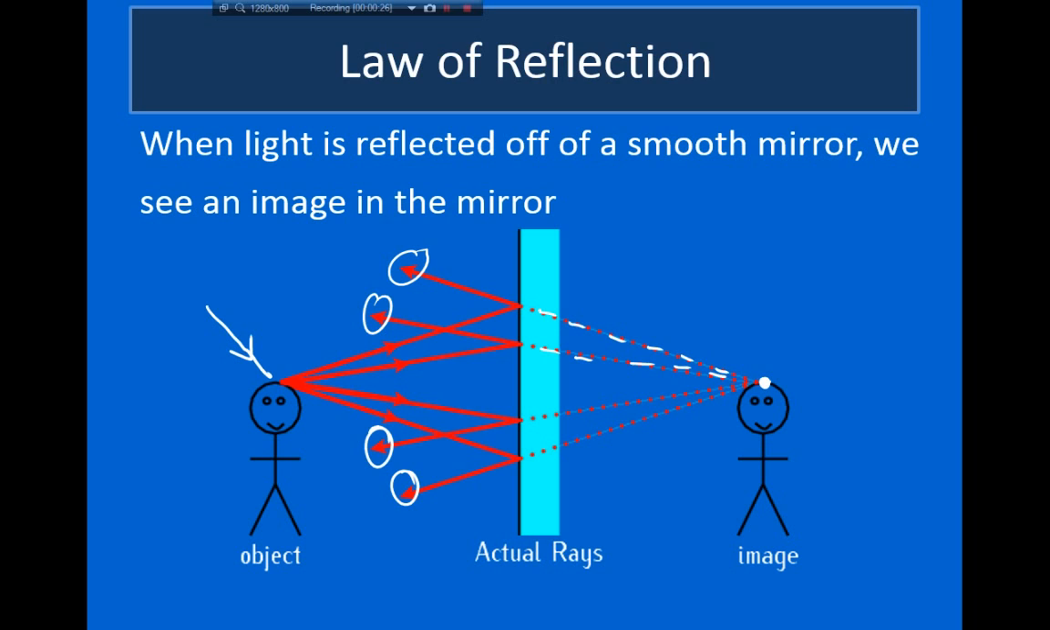So the idea is that the only light that you actually see when you look into the mirror is this light that's reflected off of the mirror. And because all of the light that's reflected off of the mirror looks like it came from these point sources on the opposite side of the mirror, you see an image of yourself whenever you look into the mirror.